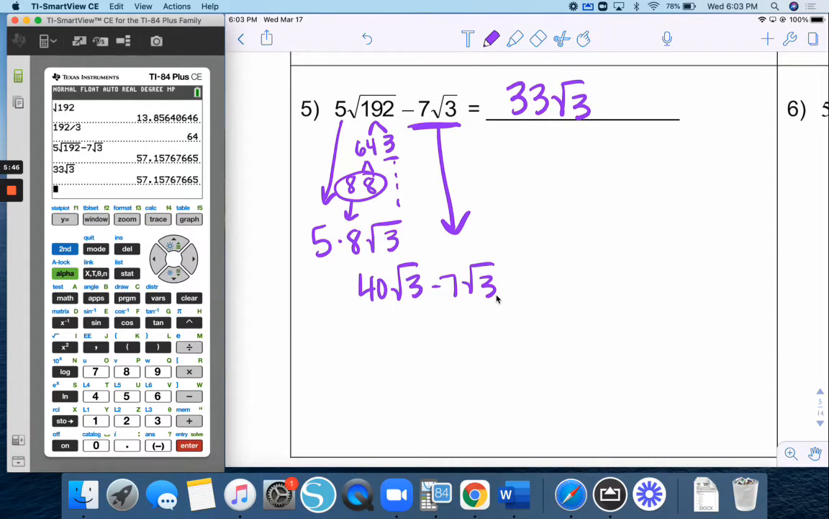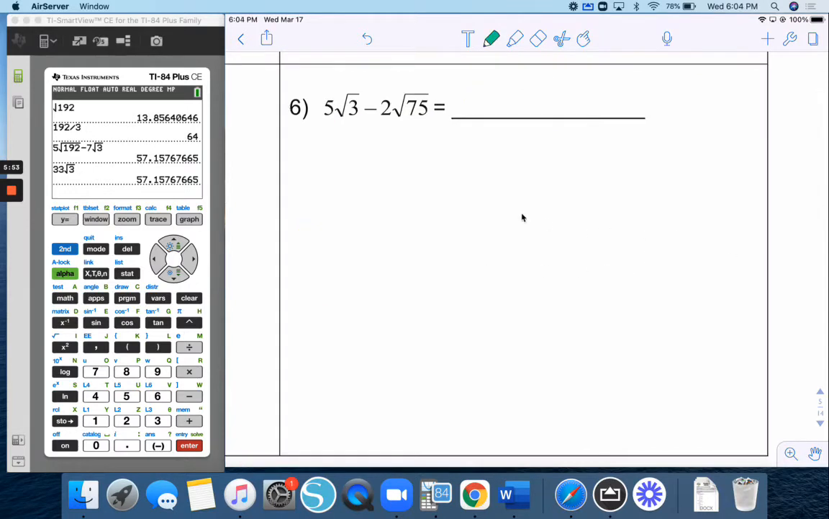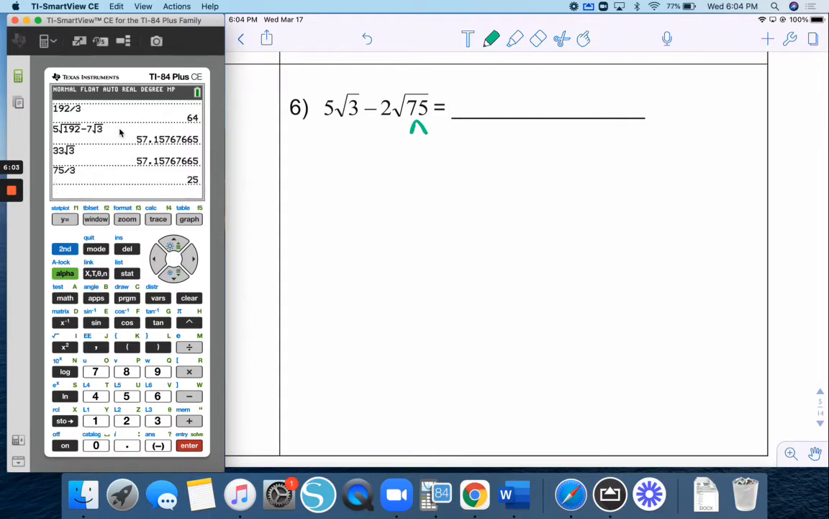So again, on number 6, I have 5 square roots of 3 minus 2 square roots of 75. I can't put these together based on the square roots we have right now. So I'm going to see if 75 is divisible by 3. And it is. Again, there's a chance that these square roots are going to be the same. So I'm looking at whatever my other square root is, if that one's not breaking down, like I can't break down the square root of 3. So see if you can break down the other one and have a 3 there.